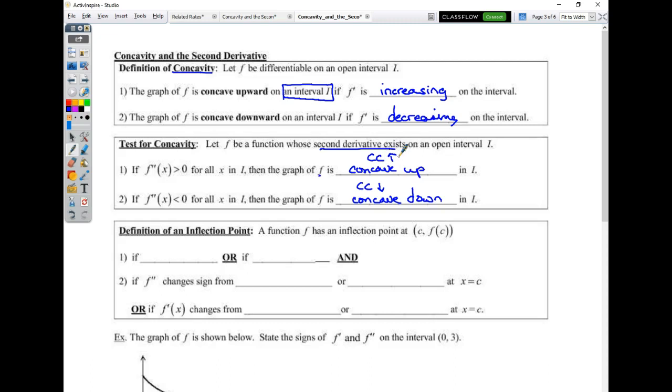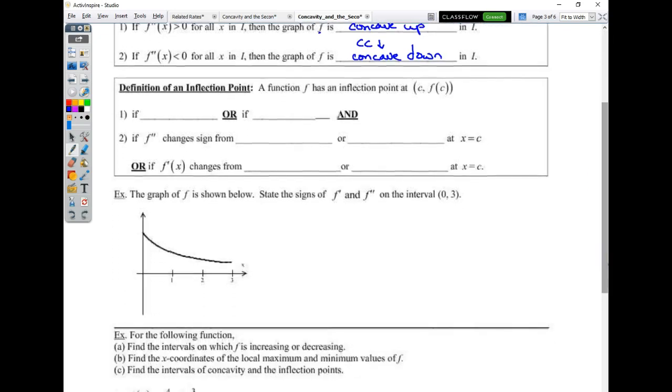So if my idea of concavity is based on f double prime being negative or positive, then we can come up with a definition for an inflection point. We can say that a function f has an inflection point at c, f of c, if we're going to specifically find the spot where f double prime of x is 0, or where f double prime of x does not exist, because those two things could occur. That will cause an inflection change. But if f double prime is 0 or does not exist, and f double prime changes sign from positive to negative, or negative to positive at c, or if f prime changes from increasing to decreasing, or decreasing to increasing.